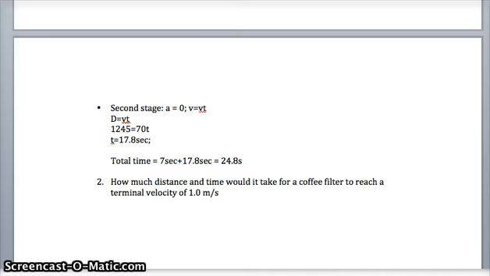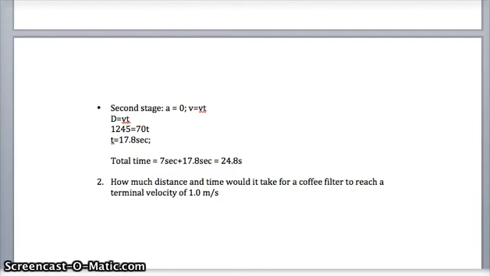The second question I wanted to ask refers to a lab that we did. How much distance and time would it take for a coffee filter to reach a terminal velocity of 1 meter per second? The reason I'm doing this one is we actually did this in class. We dropped a coffee filter, and while I slowed it down to 1/8 of a second, you all found that it took 8 YouTube seconds to fall 1 meter. It was slowed down to 1/8 speed, so it was falling at about 1 meter per second. As part of that lab, I asked why I dropped the coffee filter from above the top card. The reason, as many of you realized, was that the coffee filter needed to reach terminal velocity.